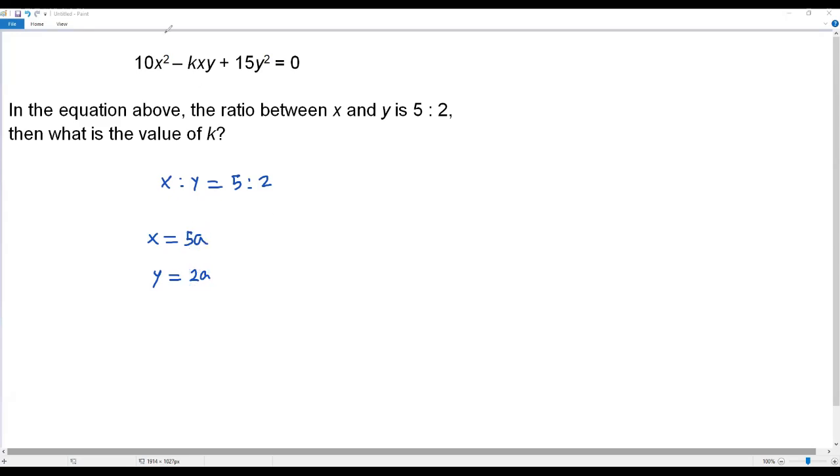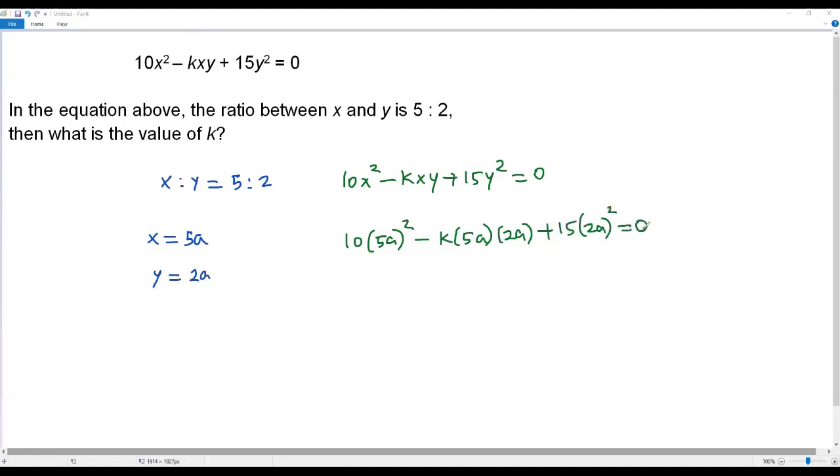Okay, now let me take the given equation as it is: 10x² − kxy + 15y² = 0. 10 times, for x I plug in 5a, so I get (5a) squared. Minus k times, for x I plug in 5a and for y I plug in 2a, plus 15 times, for y I plug in 2a, the whole squared, equals 0. When I apply the square to 5a, it becomes 25a².